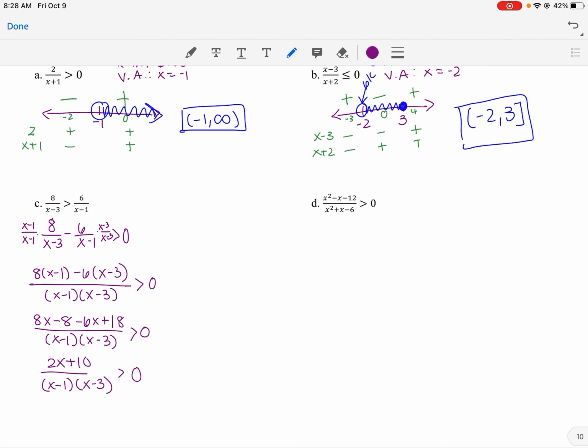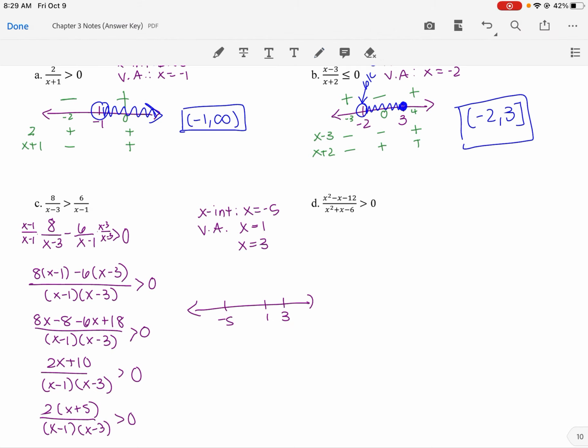Okay, the nice thing about that is now I have this rational function, right? I could even factor the top, and I could say this is 2 times x plus 5 over x minus 1, x minus 3, right, is greater than 0. So it's pretty easy now to identify, hey, my x-intercept is at -5. My vertical asymptotes, right, are x equals 1 and x equals 3. Okay, so now as we set up our number line, we are going to have -5, we're going to have +1, and +3.